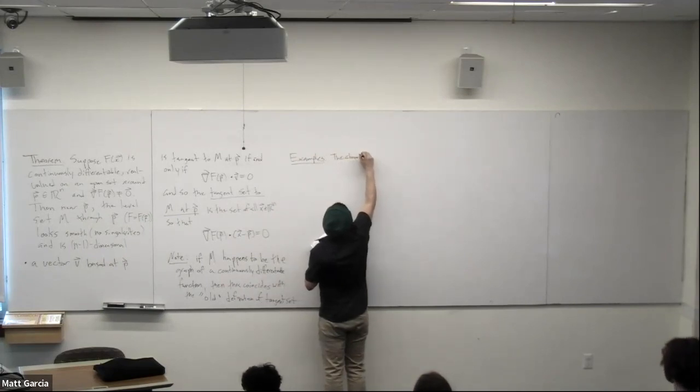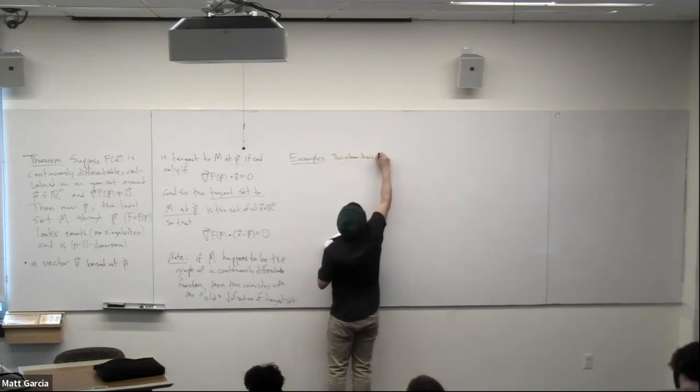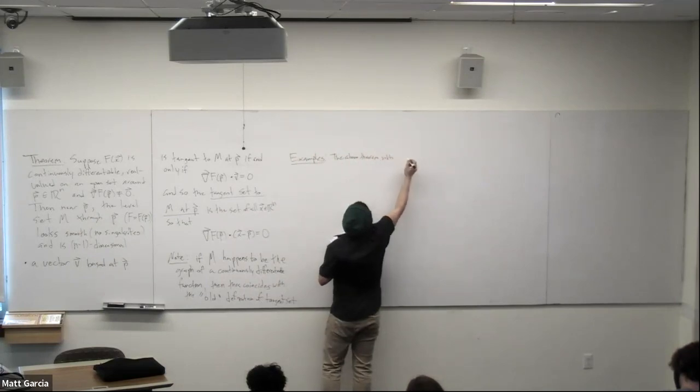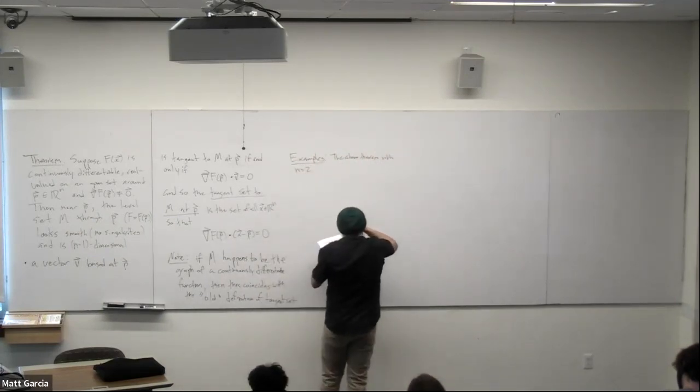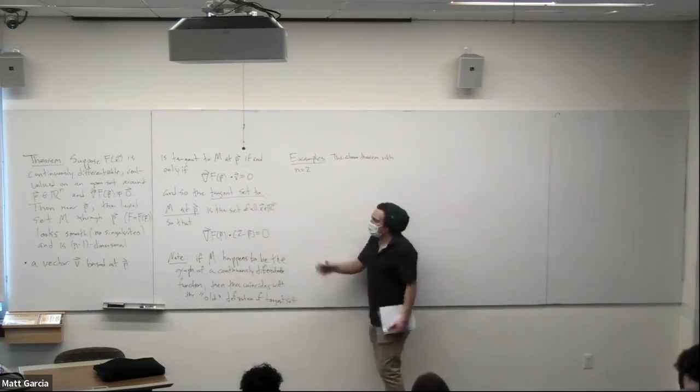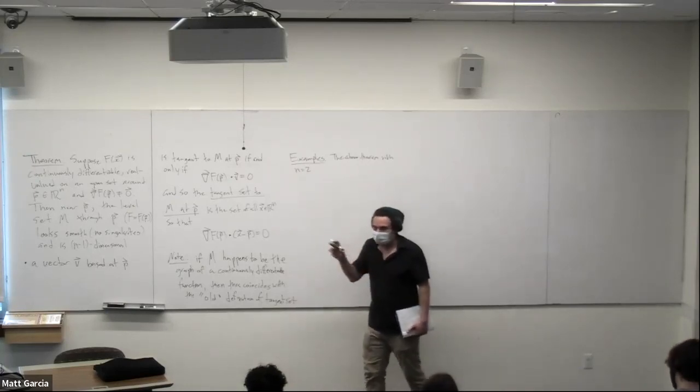The above theorem with n equals 2 gives what? What happens when n equals 2 in the hypothesis of the theorem?